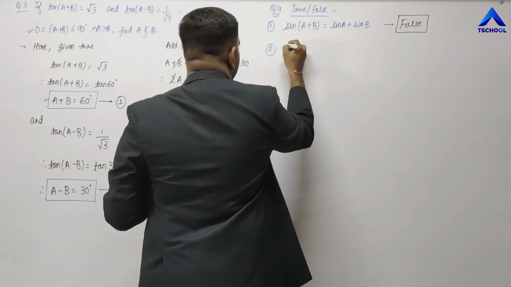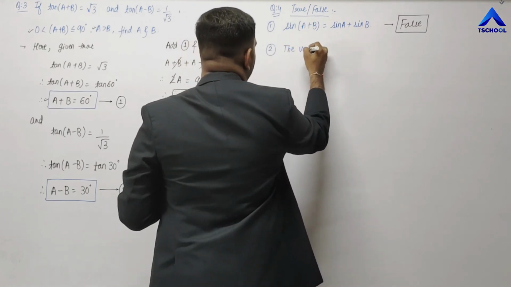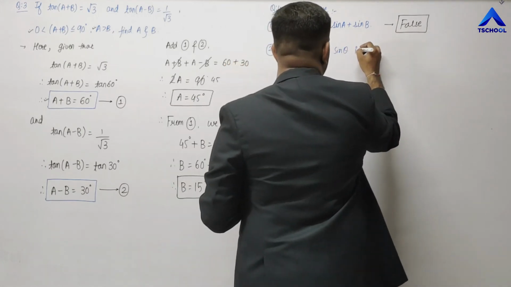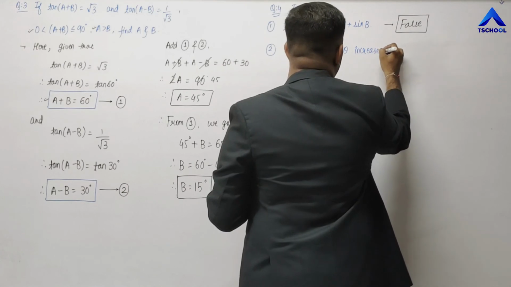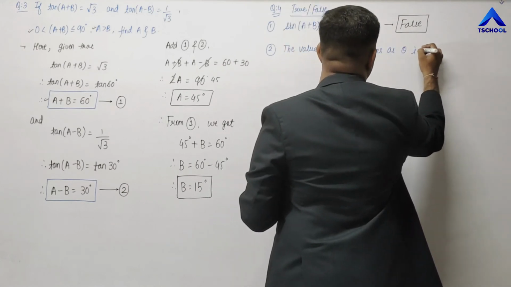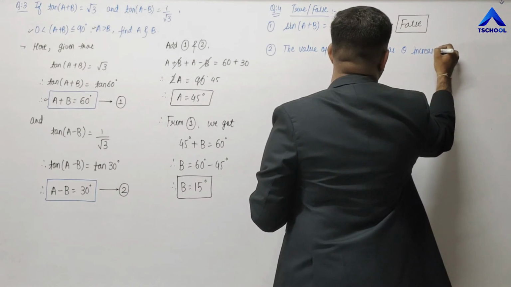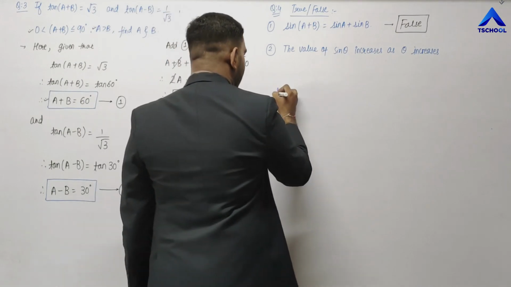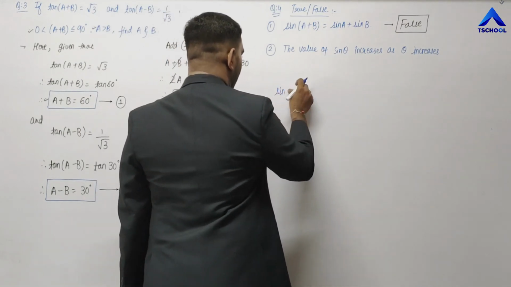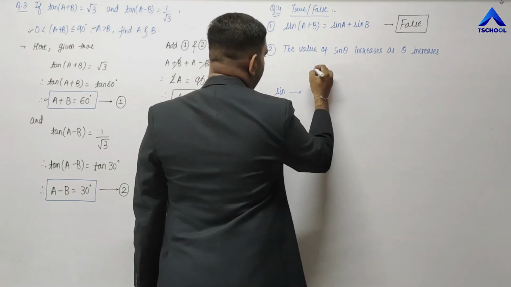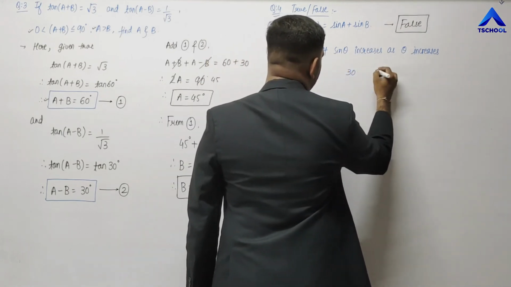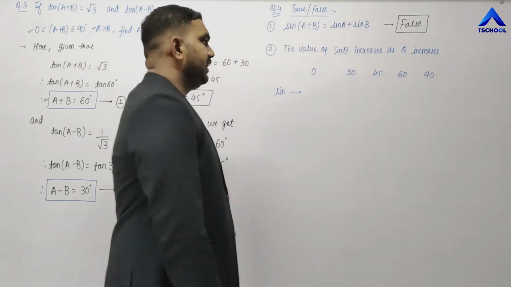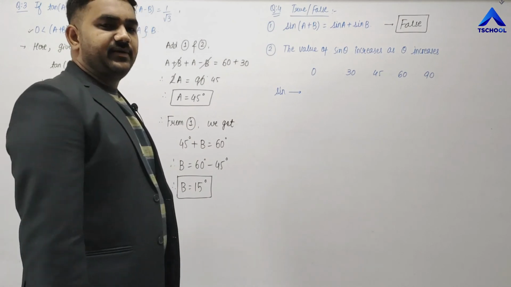Now for that, you might look at the table, the value of sine theta increases as theta increases. Now you might look at the table for only the row of sine, and here you will be having 0, 30, 45, 60 and 90. Right? You might look at this table here.